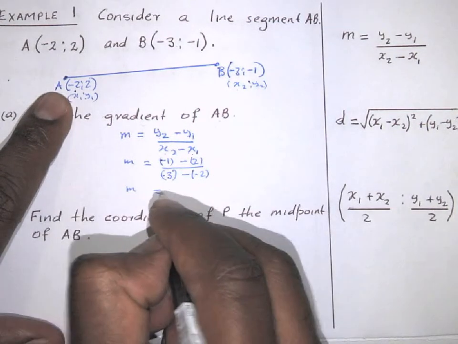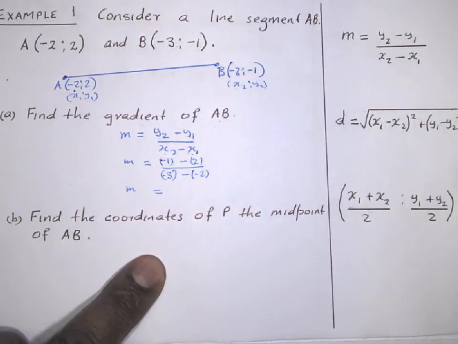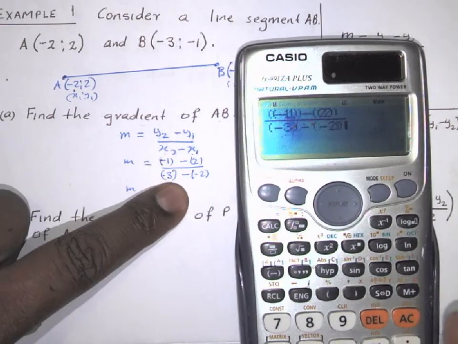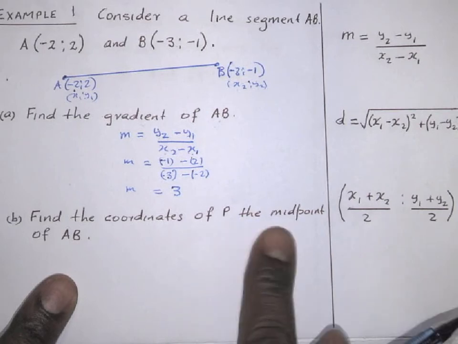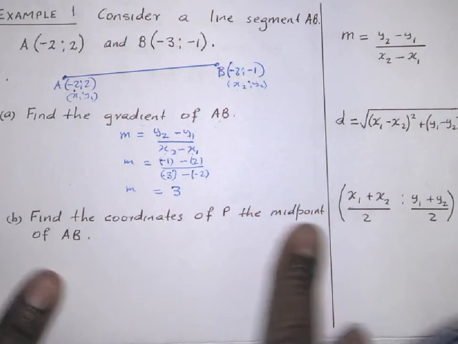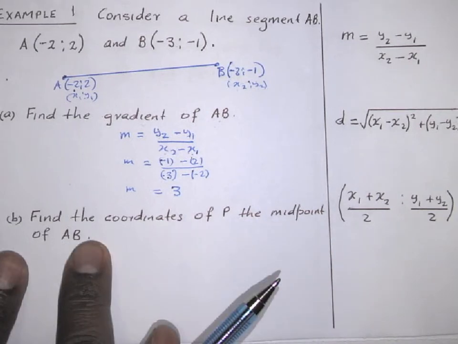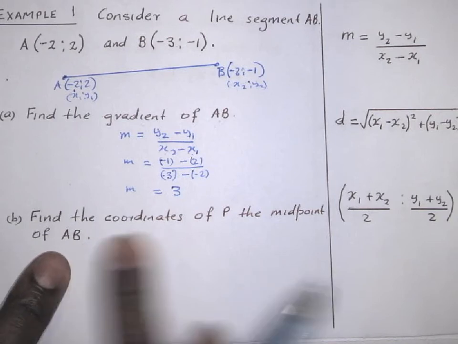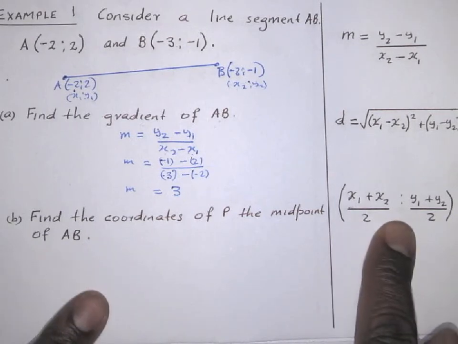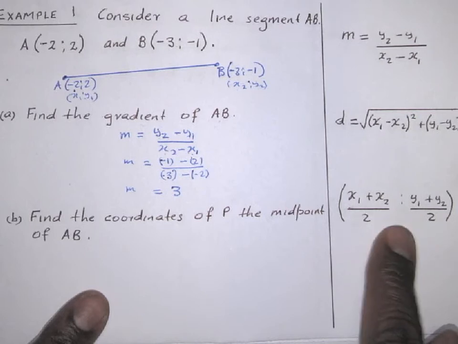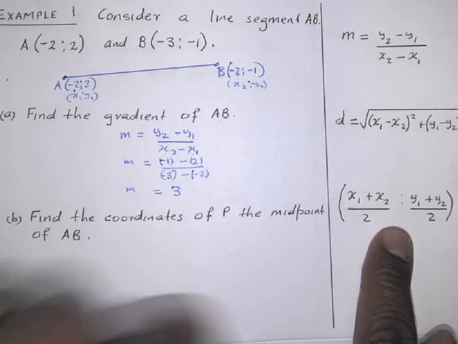So our m value is equal to, we can put this in the calculator so that we don't make mistakes as usual. So this bracket there, minus 1, minus 2, I close. So this gives me 3. Done. The next one, find the coordinates of P, the midpoint of AB.